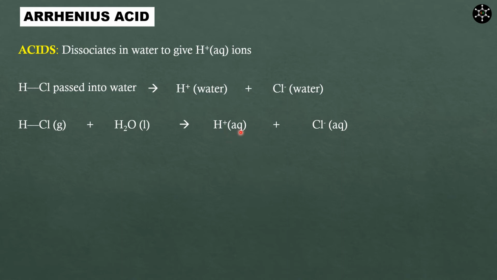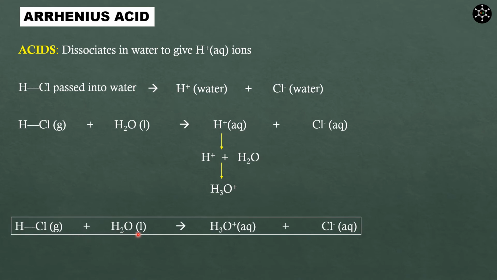Aqua means water. So, in H+ aqueous, we have H+ and water molecules. If we add these two, we get H3O+ ion. H+ aqueous and H3O+, both of them are same. So, we can rewrite this equation as HCl gas plus water liquid giving H3O+ aqueous ion and Cl- aqueous ion. H3O+ aqueous ion is called as hydronium ion. So, acid is a substance which dissociates in water to give H+ aqueous ions or hydronium ions.